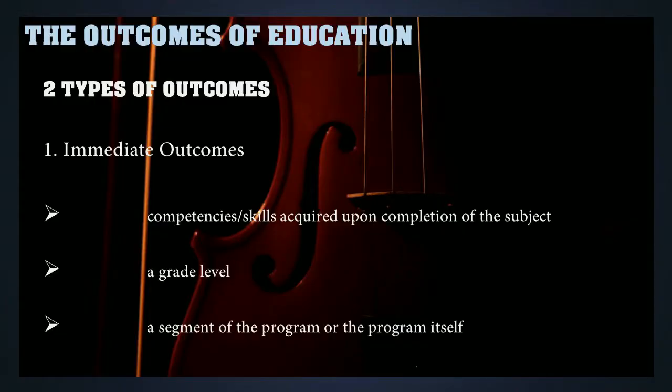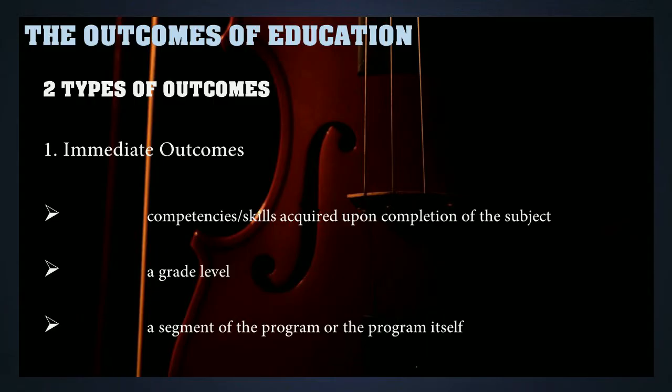The outcomes of education. There are 2 types of outcomes. One is immediate outcomes, and the second is deferred outcomes. Let's talk about immediate outcomes. These are competencies, skills acquired upon completion of the subject. Okay, what you have learned maybe from PC 213, you have learned values from fellow 101 ethics. Those are immediate outcomes of the subject.